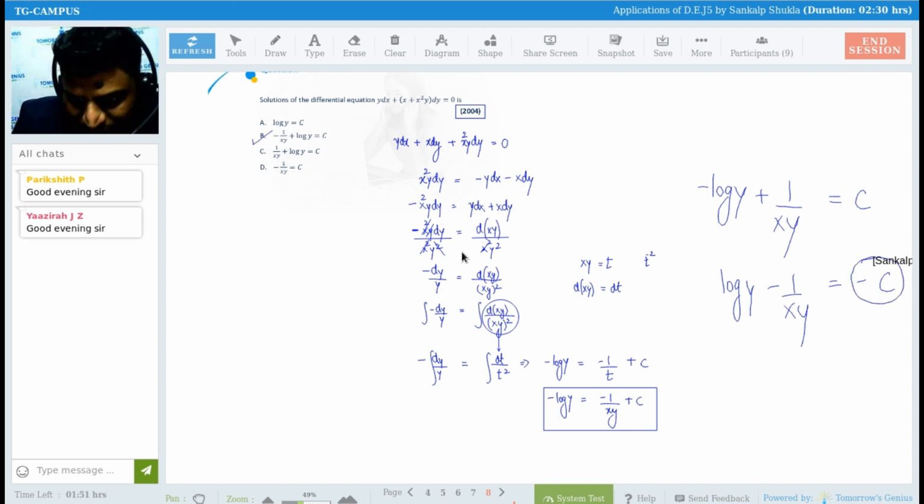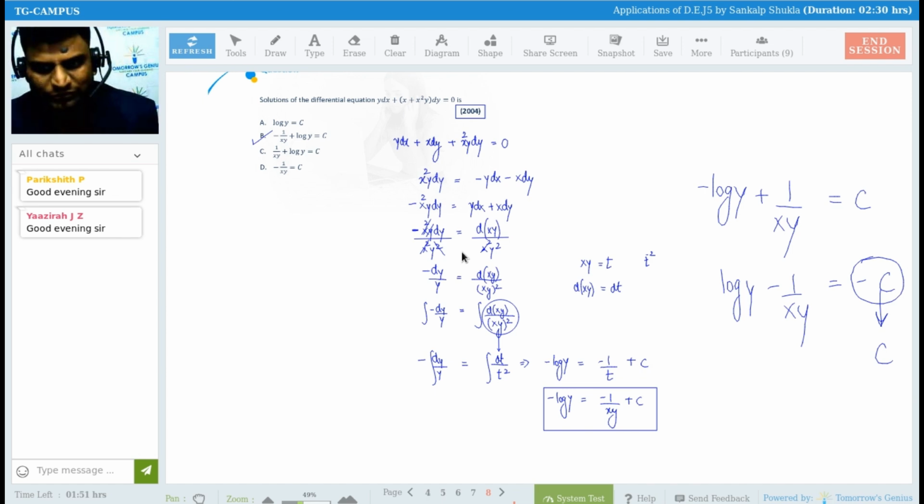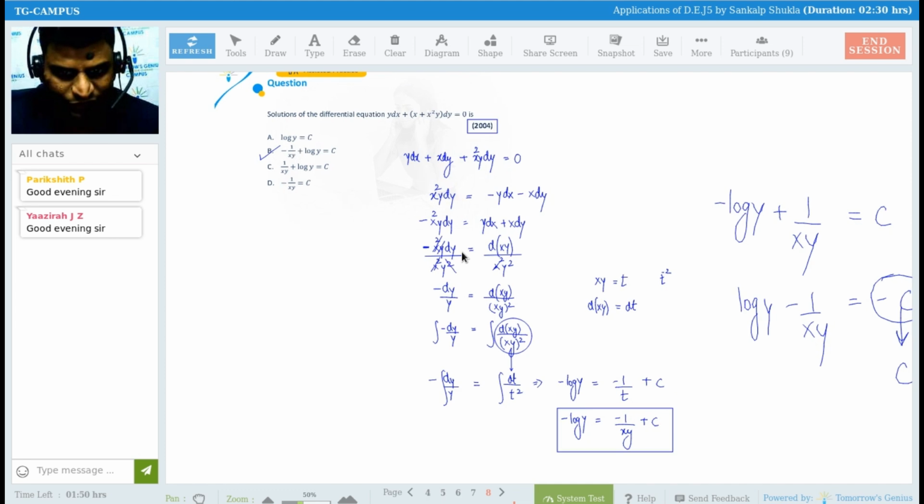How? Because this minus c can again be written as plus c, because minus c is a constant. If you just multiply it, the equation will become log y minus 1 upon xy is equals to minus c, and nobody knows the value of c. So minus c can be written again as c. It's a constant, right? We can manipulate as much as we want in a constant. Okay. So yes, this was the question in IIT 2004, and you guys were not born, and I was only 8 years old in 2004.